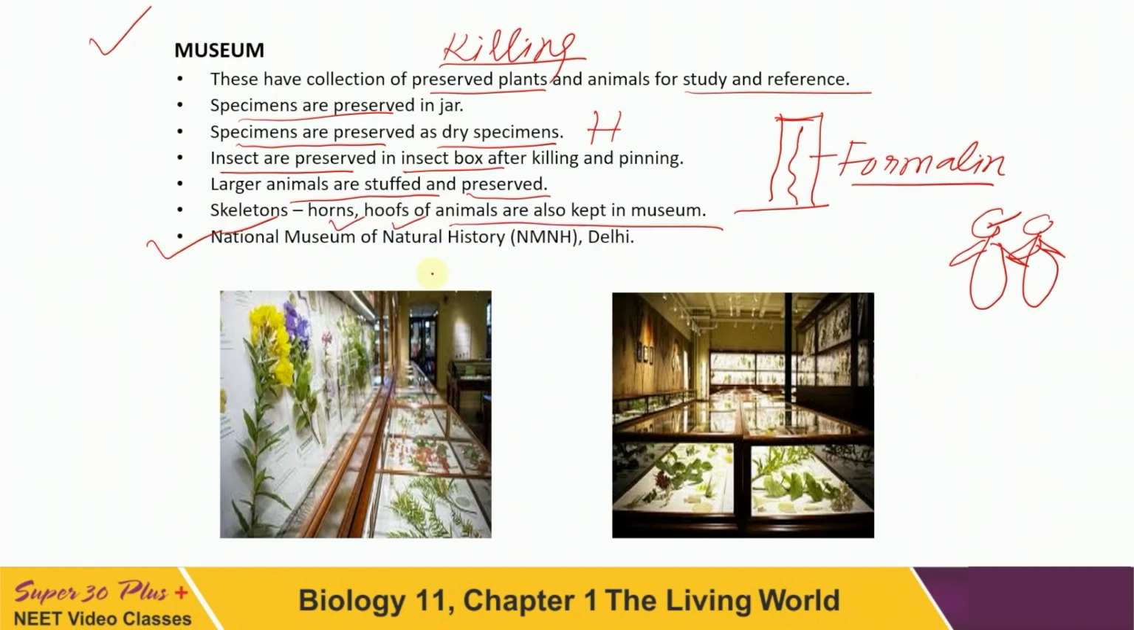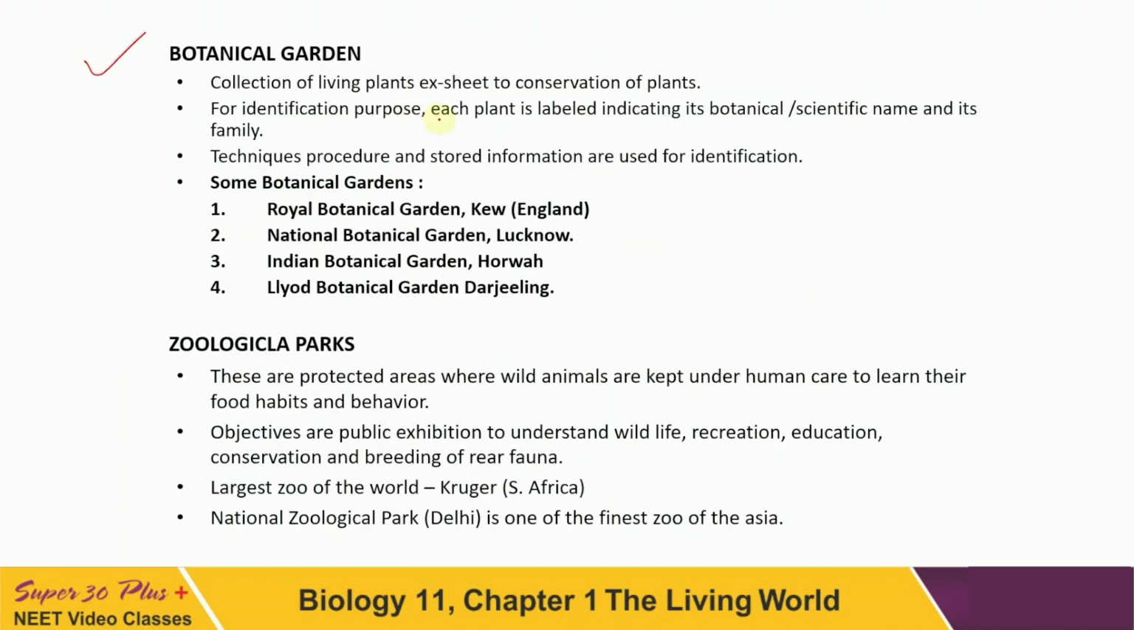The National Museum of Natural History at Delhi is one of the important museums of our country. Botanical garden, that is ex situ conservation. Conservation means that the living plants will be kept, the wild plants will be kept, and these plants may be from the same area or they may be brought from somewhere else. That's why this is ex situ conservation.